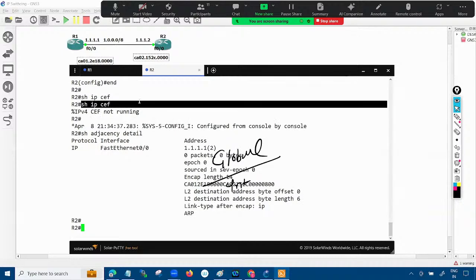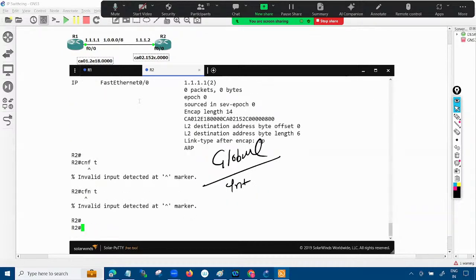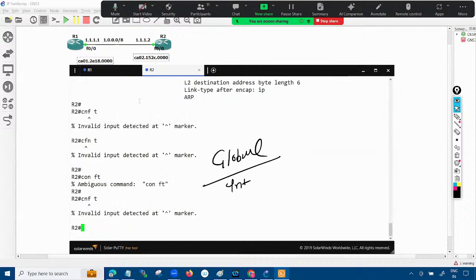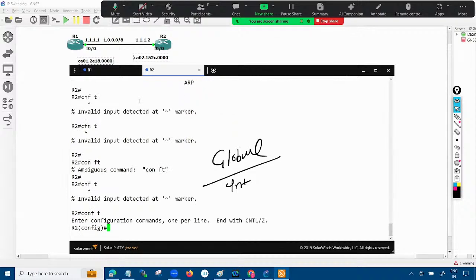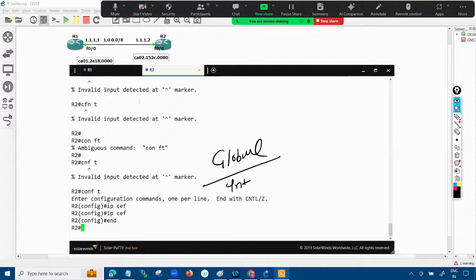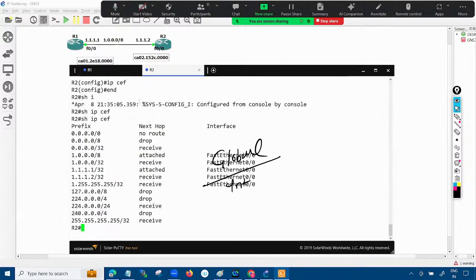But if I enable CEF back again, what happens in this case? The router will do the routing lookup and the process comes into the picture. Once I enable CEF, all this information will be there in the CEF table. Whatever information is in your routing table, they will just copy into the CEF table, and based on the CEF table, they are forwarding the packet.